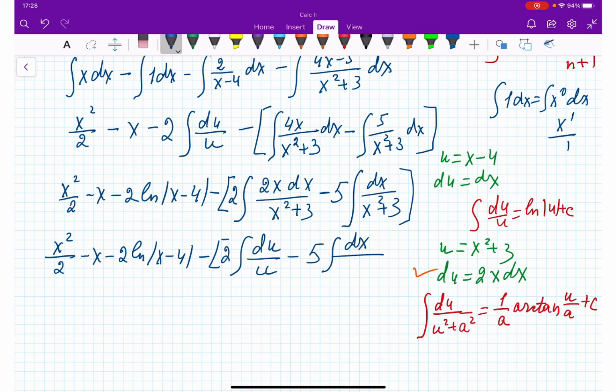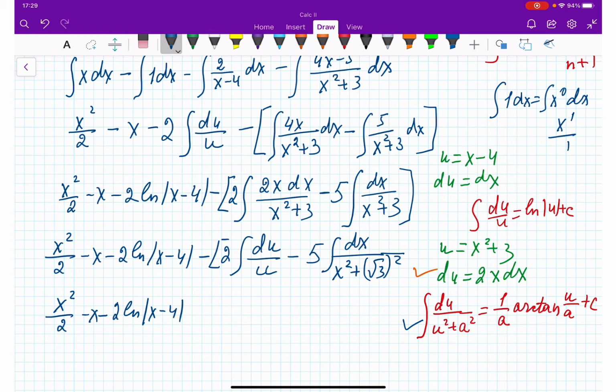Look here, I have x squared plus 3. Here, see, I have a similar one, u squared plus a squared. So this 3 is going to be my a squared. I am going to rewrite it as x squared plus square root 3 squared. Yes? Okay, so from here we get x squared over 2 minus x minus 2 logarithm x minus 4.